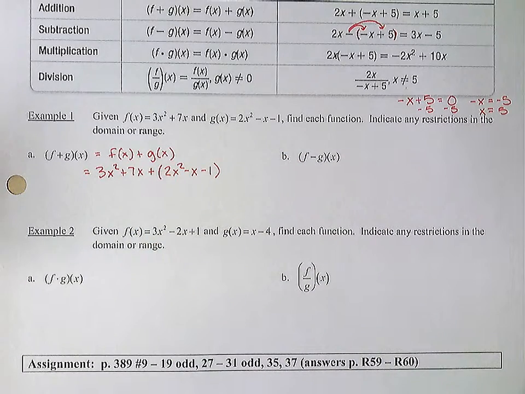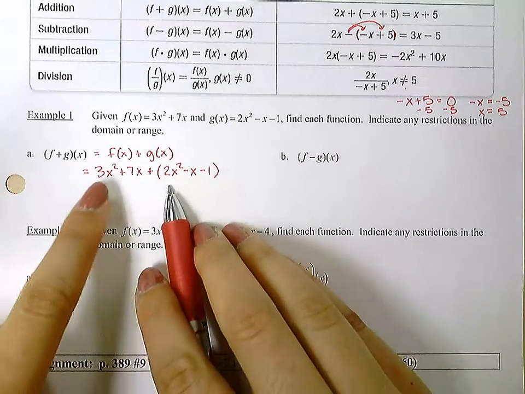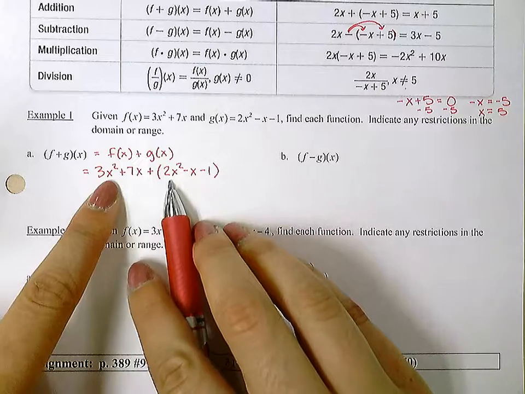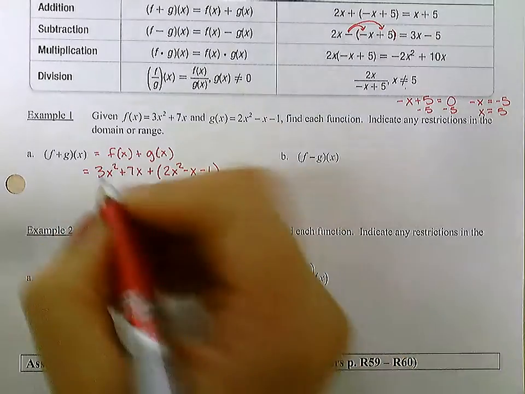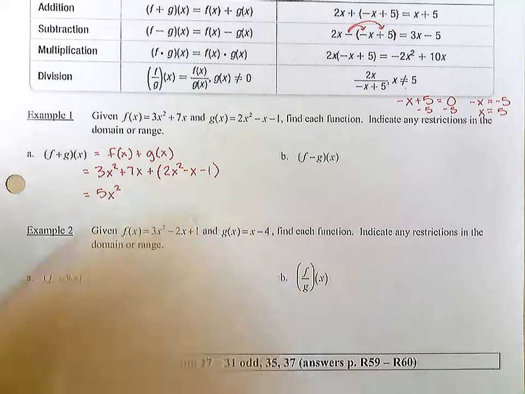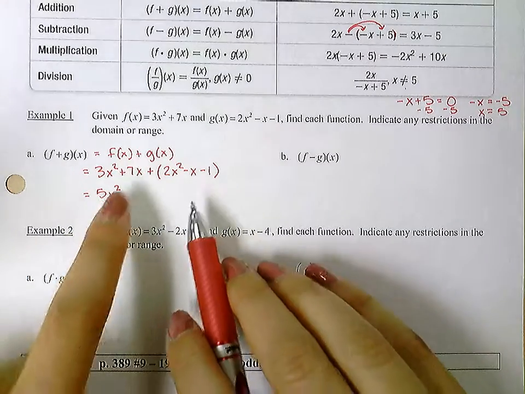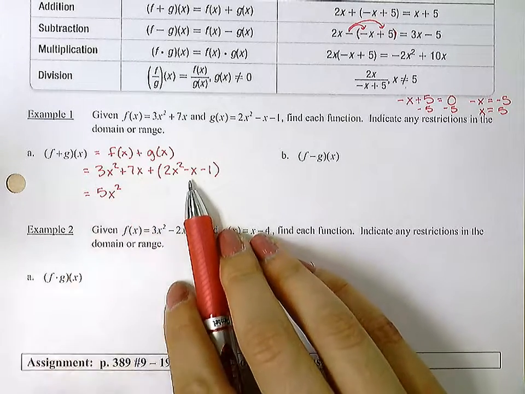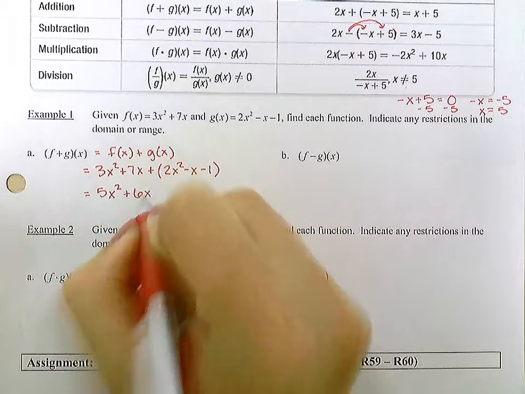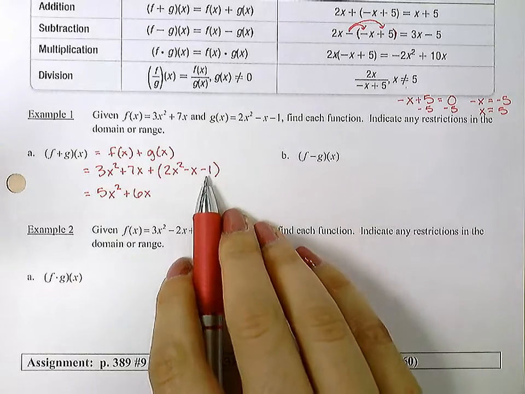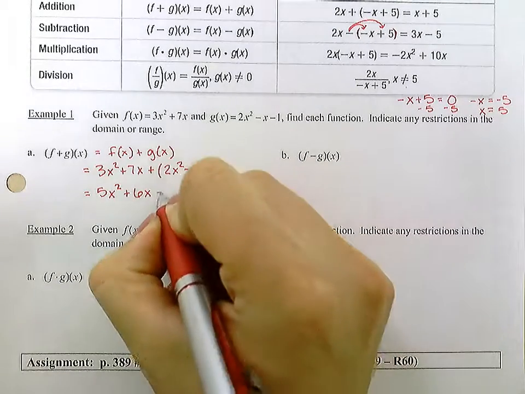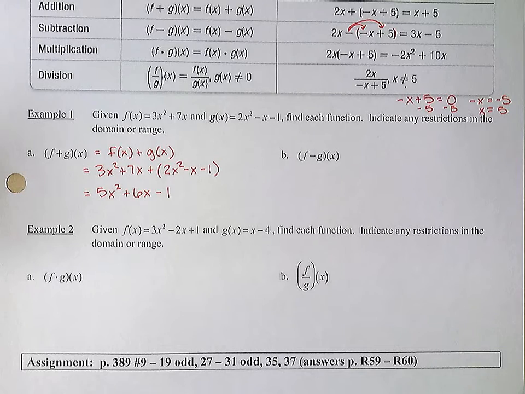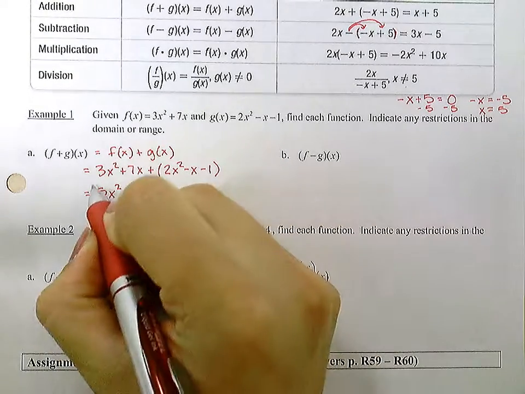From here we're just going to do what we did on Friday. We combine like terms. We're just adding these two functions together, so just combine those like terms. So I have a 3x squared and a 2x squared. Add those together. That's 5x squared. I have a 7x and a negative 1x. So I have 7x minus 1x. So you get 6x. And then I only have this one constant here, which is still just going to be negative 1. And that would be my final answer.